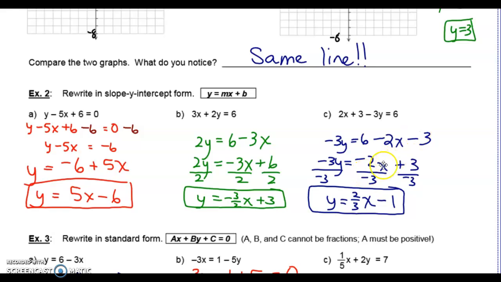Well, I want to write out the negative 2x first. We always want y equals mx plus b. So negative 2x, and then I've got 6 minus 3 becomes plus 3. So negative 3y equals negative 2x plus 3.